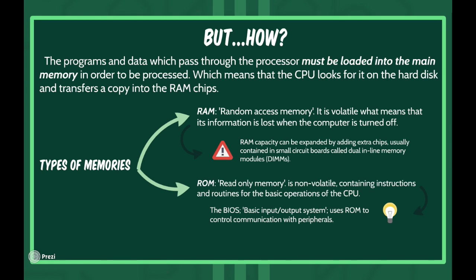There are two types of memory. The RAM, or random access memory, is volatile, which means that every time you switch off the computer, this information disappears. This can be expanded by adding extra chips. And the other type of memory is the ROM, the read-only memory, which is non-volatile, which means that it doesn't disappear, and contains all the instructions and routines for the basic operations of the CPU. The basic input-output system, the system that controls all the information when you're connecting other devices to the computer, uses the ROM to control the communications with peripherals.